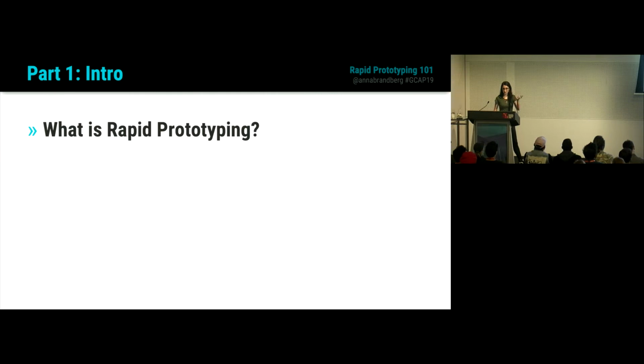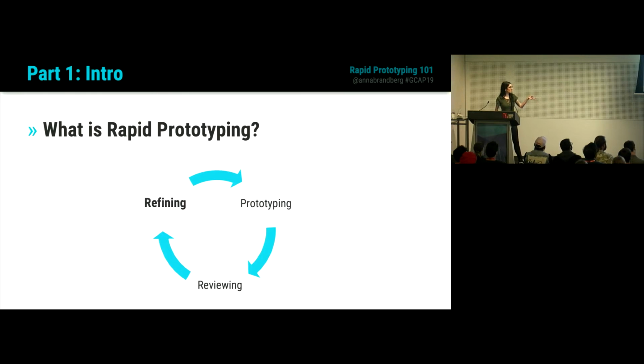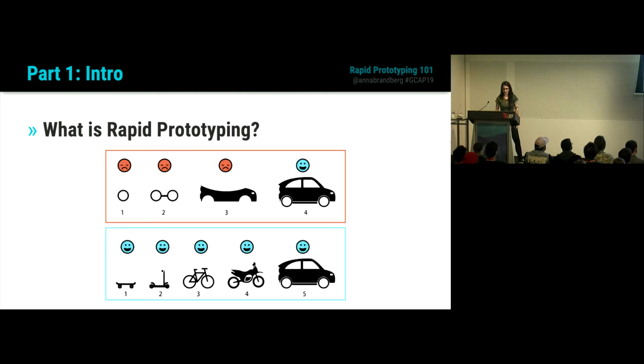And so this process can be broken down into 3 stages. So we've got our prototyping phase, where we create a prototype, the reviewing phase, which is where we test it, and the refining phase, where we take that information back and we go back to creating our next prototype. But in order to do that, we need to have a prototype, right? So, where do we begin? What's a good starting point for a prototype?